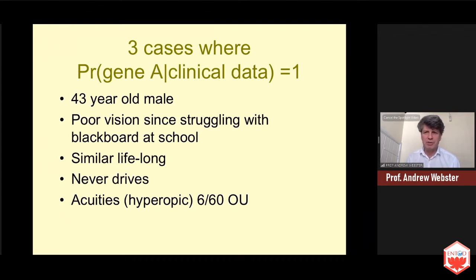A 43-year-old male came to my clinic. History of poor vision since school, couldn't see the blackboard at school, and it had been relatively similar lifelong. I think the reason for him presenting to me was that he needed hyperopic spectacles for reading. He was a hyperope, and he was having presbyopia around that time. He was never able to drive. His acuity, when I saw him, was 6/60.